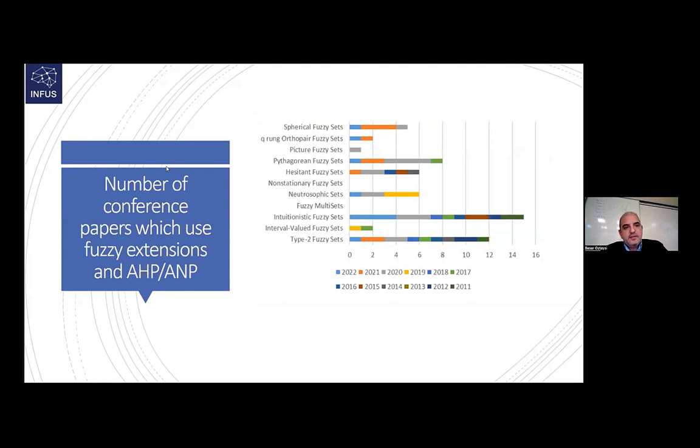And here we can see the number of conference papers which use fuzzy extensions with AHP and ANP. Here we can say that the results reveal that intuitionistic fuzzy sets and type 2 fuzzy sets are the most popular fuzzy extensions in the field of fuzzy extensions of AHP. And the third one is Pythagorean fuzzy sets, and hesitant and neutrosophic sets are also popular. And from the other list, we can talk about spherical fuzzy sets.